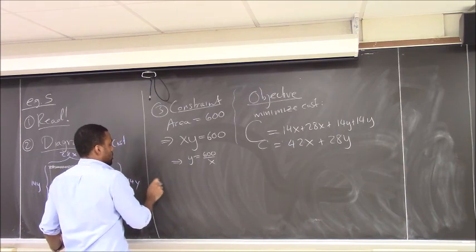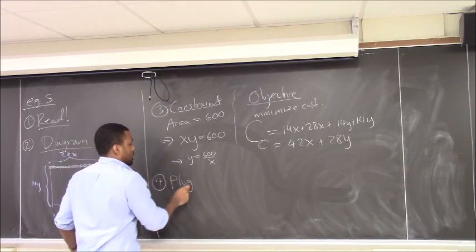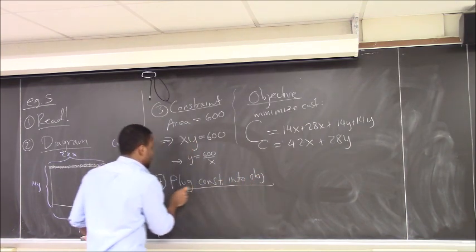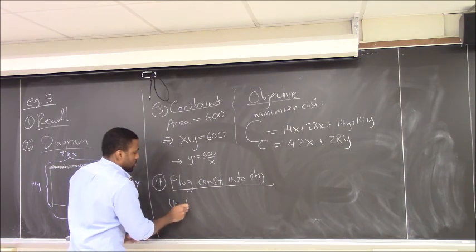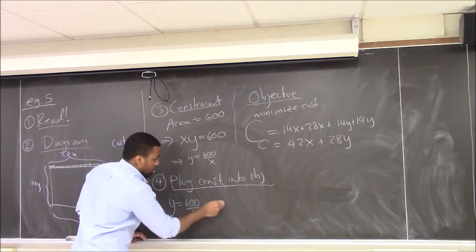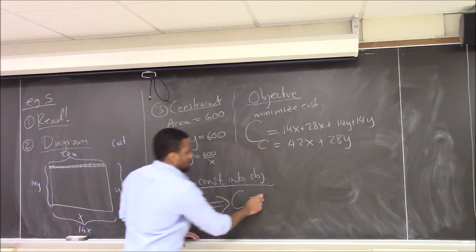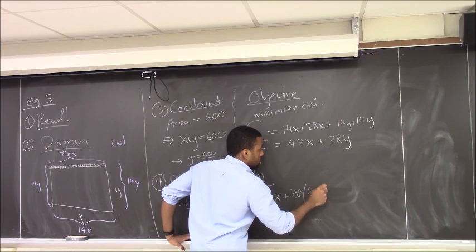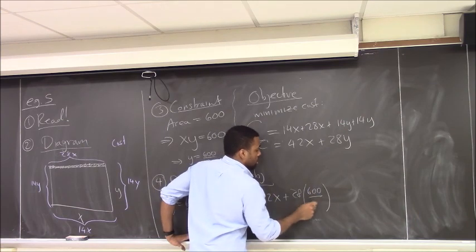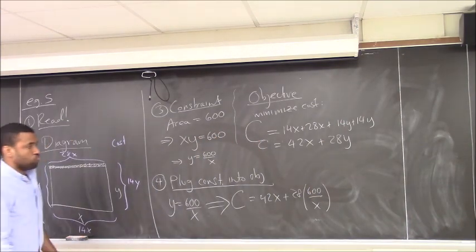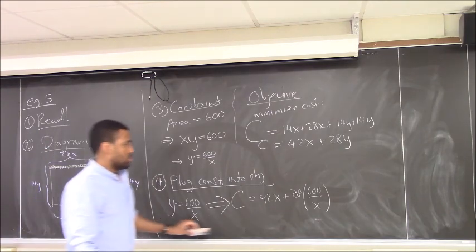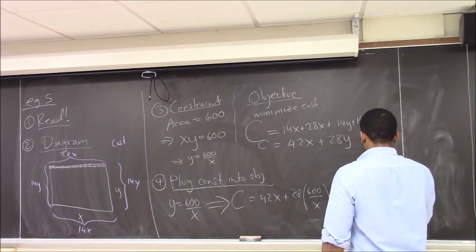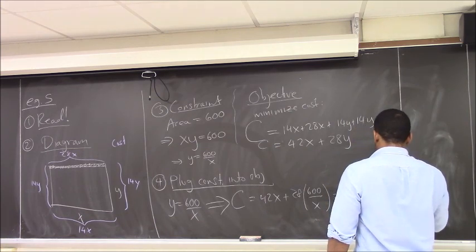Brings us to step 4. Plug constraint into objective. So if my y is equal to 600 over x, plug that into my cost equation: 42x plus 28 times 600 over x. Or I can think of that as 42x plus 28 times 600, x to the minus 1.